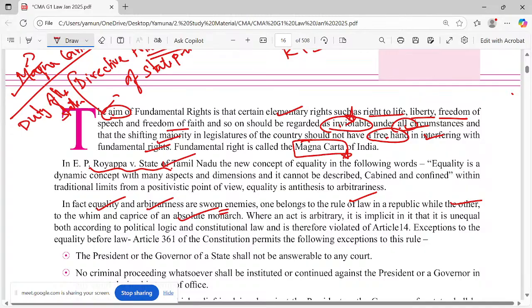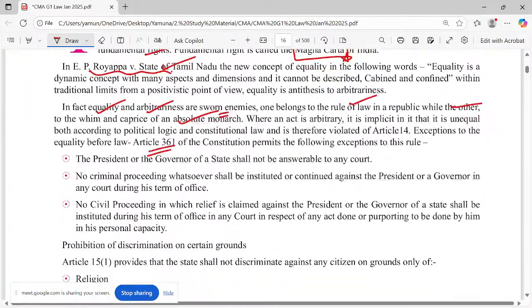என்ன வேணா பண்ணலாம். See, it's not like என்ன வேணா பண்ணலாம். There are some reasonable restrictions. Okay. So we can just discuss here. So we are referring this article 361. Yes, please make a note.